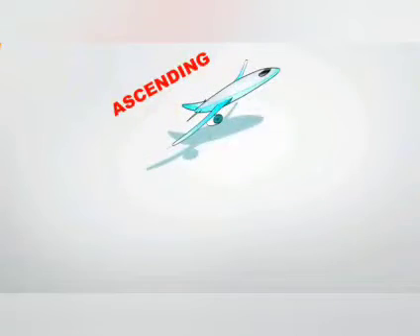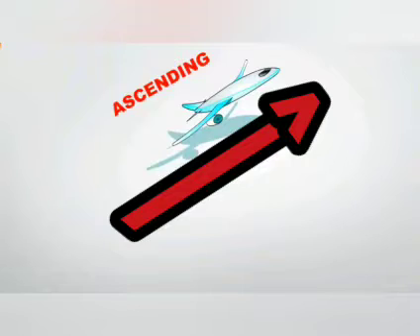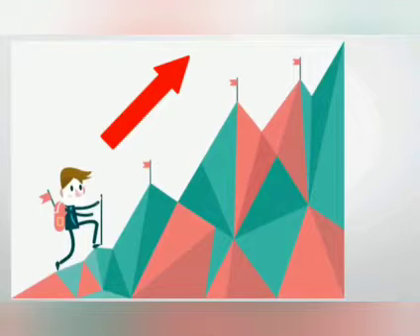See here there is one aeroplane. In which direction is it going? It is going in the upward direction. This is called ascending.